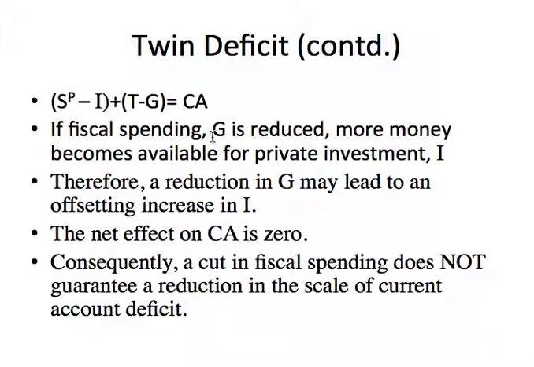So to answer the question, a cut in fiscal spending does not guarantee a reduction in the scale of current account deficit, because even if we cut down government spending, it's quite possible that private investment will rise by the same amount. It's possible theoretically that private investment will rise by the same amount. As a result, it will offset the initial reduction in government spending. Consequently, the current account deficit will just remain at the same level as before.